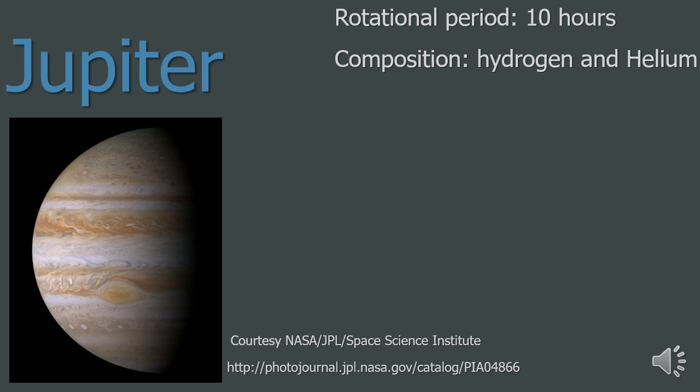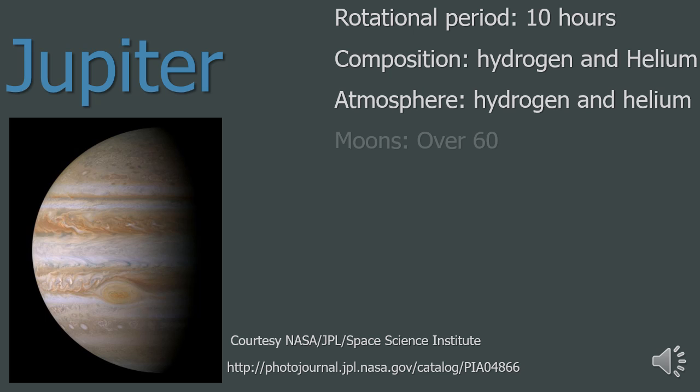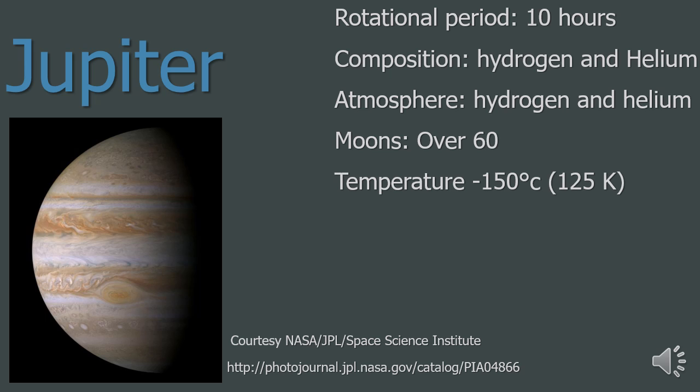Jupiter's atmosphere is also made up of mainly hydrogen and helium. Jupiter has over 60 moons. This is currently thought to be the most in the solar system. Like all of the gas giants, Jupiter has a ring system, although it is not as prominent as those of Saturn. Jupiter's surface temperature is -150 degrees C. Jupiter cannot support life as we know it now, but it may be possible that some of its moons can support life in their oceans underneath their crusts.